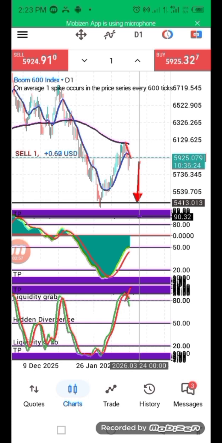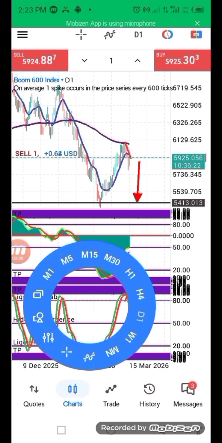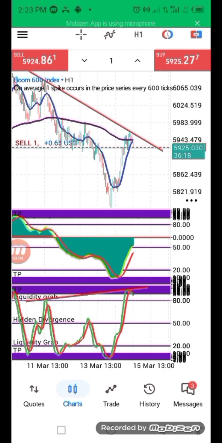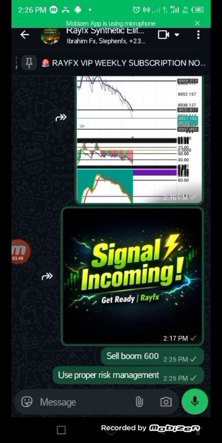But we just got a re-entry signal from H1. Let me quickly drop this signal in my signal group. The first two signals are already running in deep profit in the paid group. So let's just see how it plays out. I'm going to be dropping the stop loss and the TPs.